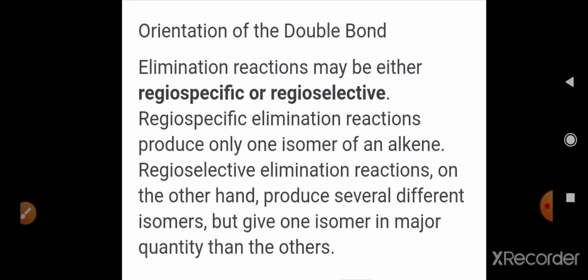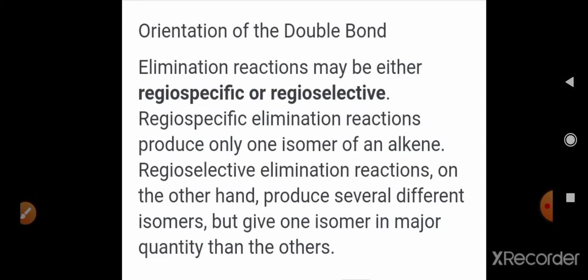Today let us see orientation of the double bond in elimination reactions. This orientation of the double bond in elimination reactions is one of the very simple modes: when an elimination reaction takes place, there is a possibility that sometimes only one product is obtained, or sometimes there is a possibility to form several products or several isomers.